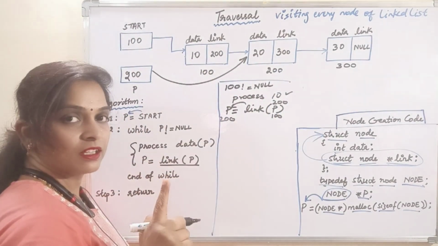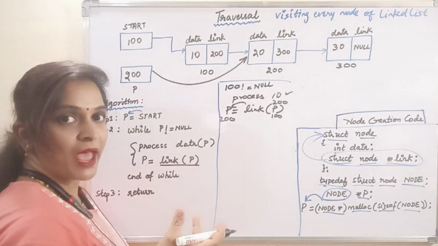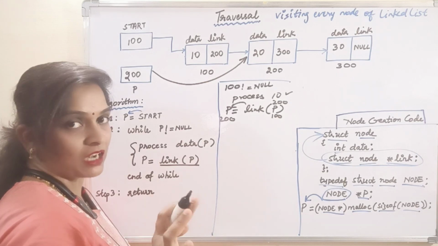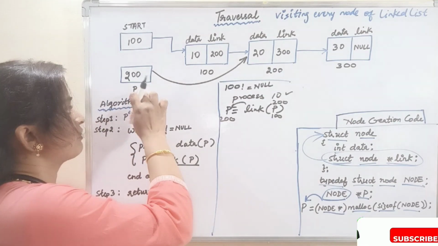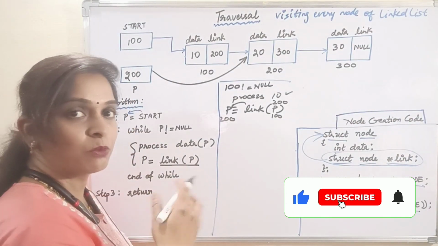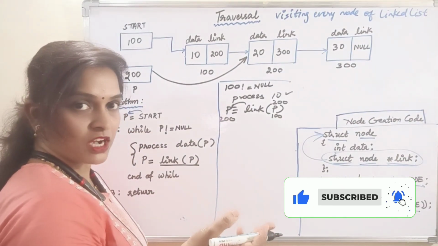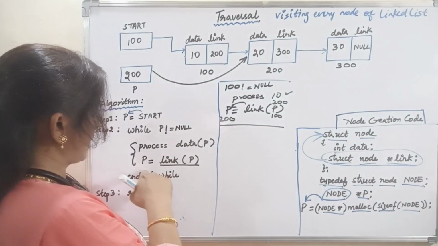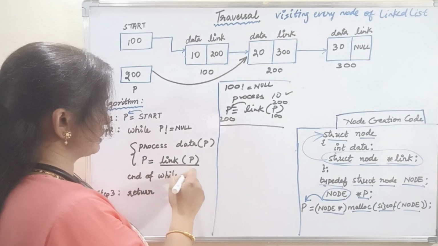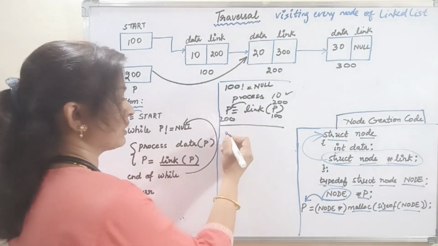So that is why, as these changes happen, I am not disturbing start. Start should always point to the first node. So I am taking this temporary pointer. With this temporary pointer, I am doing the traversal. Hope you are understanding this. So P is 200 now. Again, after executing these two statements, loop back, check once again.